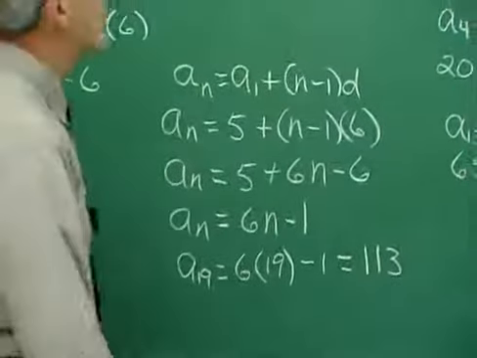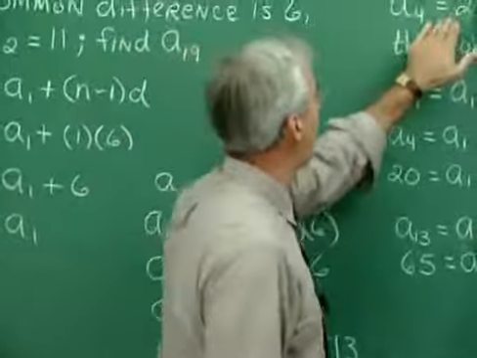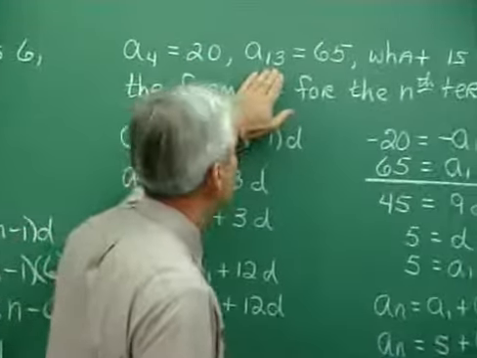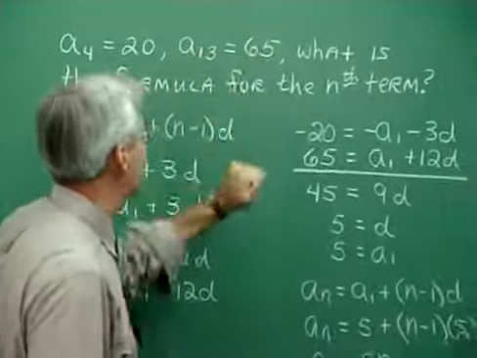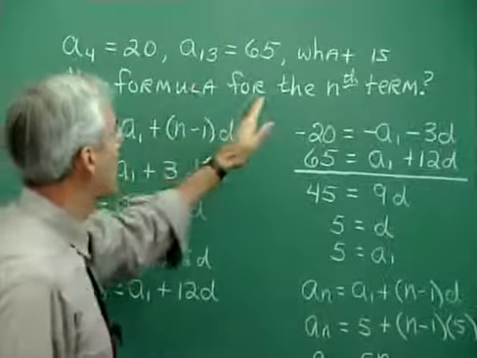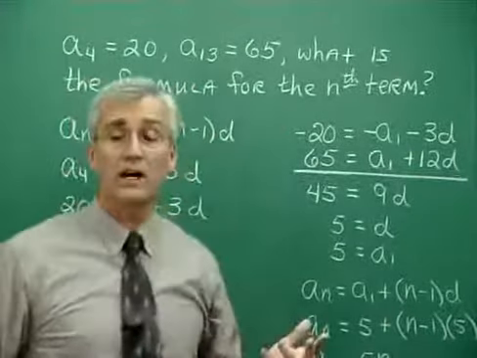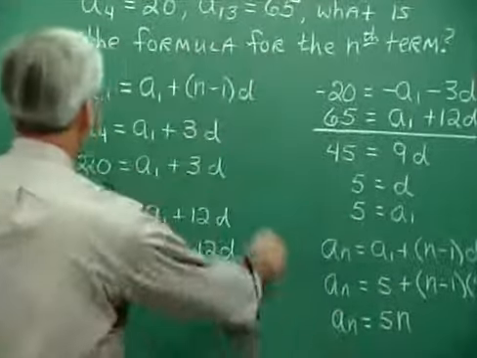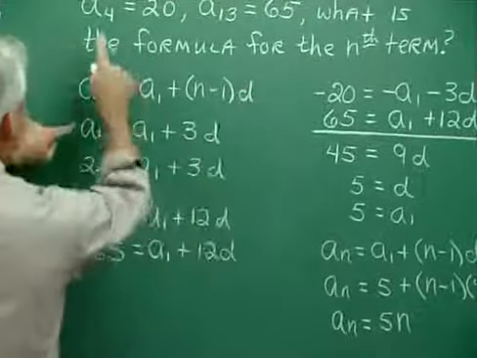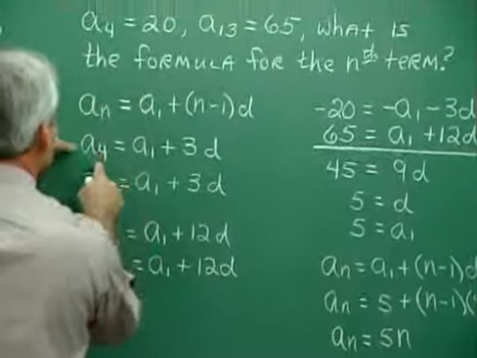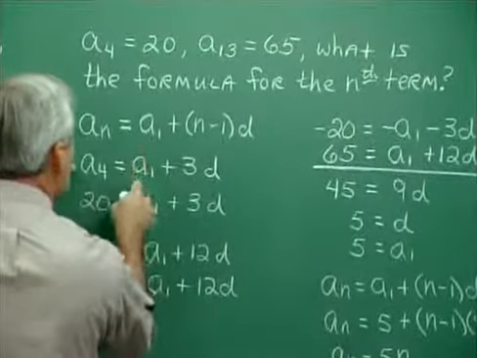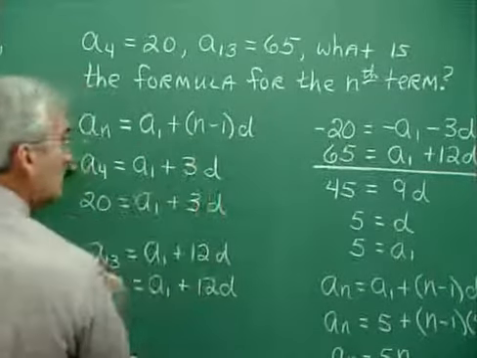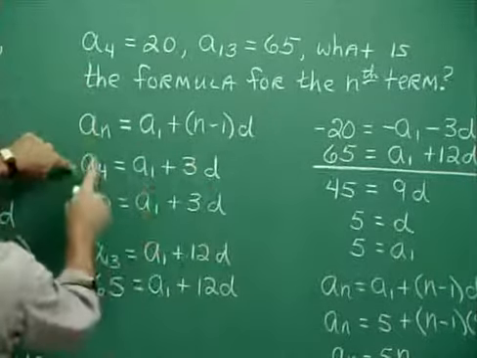Here's another situation. We're told that a sub 4, the fourth item in the sequence, is 20. A sub 13, the 13th item in the sequence, is 65. What is the formula for the nth term? Once again, we use that general model and fill in the given information. For a sub 4, it's a sub 1 plus 4 minus 1, or 3 differences. But we're told that a sub 4 is 20.